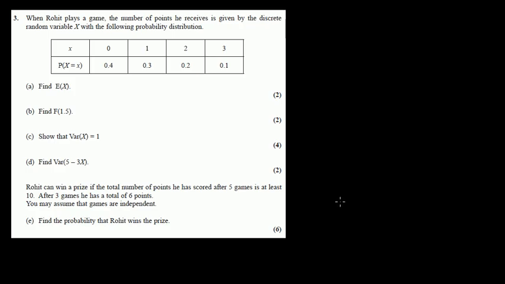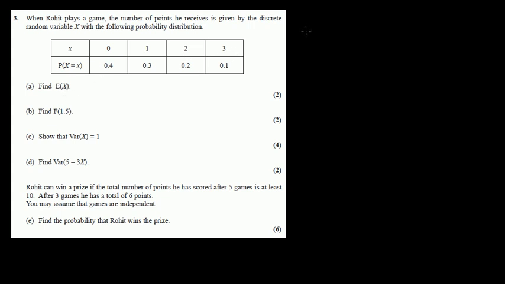This looks like a pretty straightforward probability distribution table sum. When Rohit plays a game, the number of points he receives is given by the discrete random variable X. So this X here is the points that he receives. He can receive no point, 1 point, 2 points, or 3 points. So the minimum is 0 and the maximum is 3. X is the random variable and the probabilities are given.